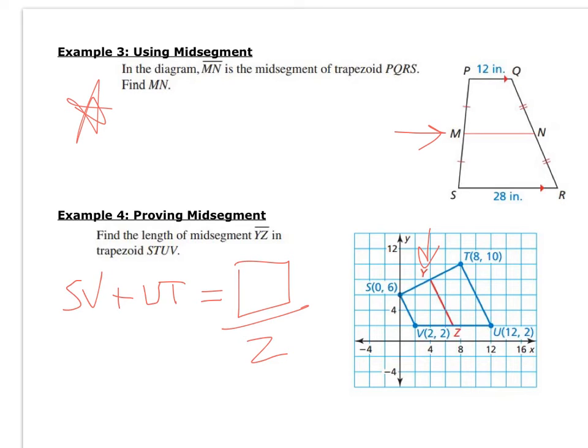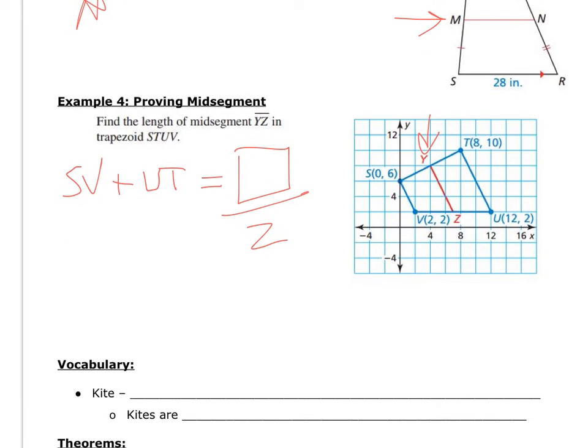All they give you is the coordinates of the trapezoid. So you would have to do the distance formula. You would have to find out what SV equals. I don't have a calculator on me, but SV is about 4.6, I think. I could be off just a little bit. And then UT is about 8.9.